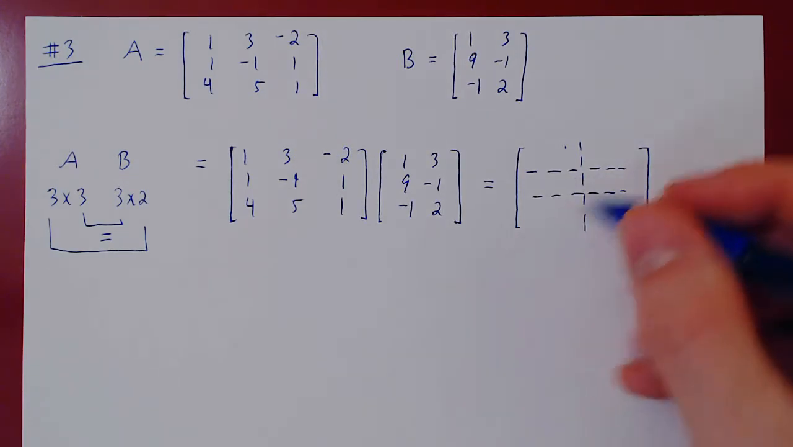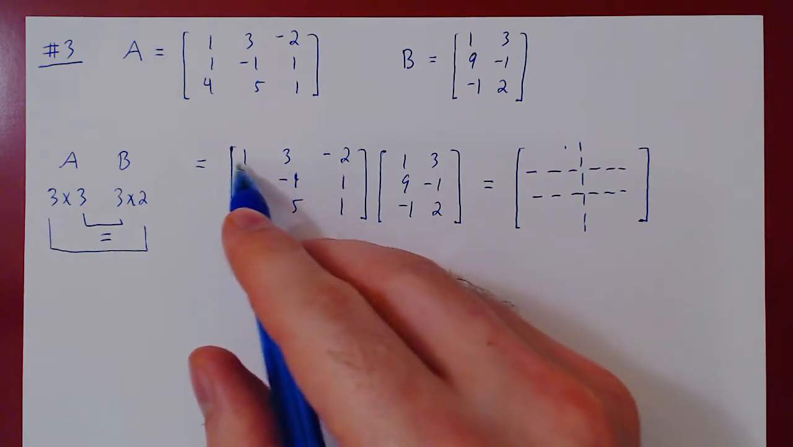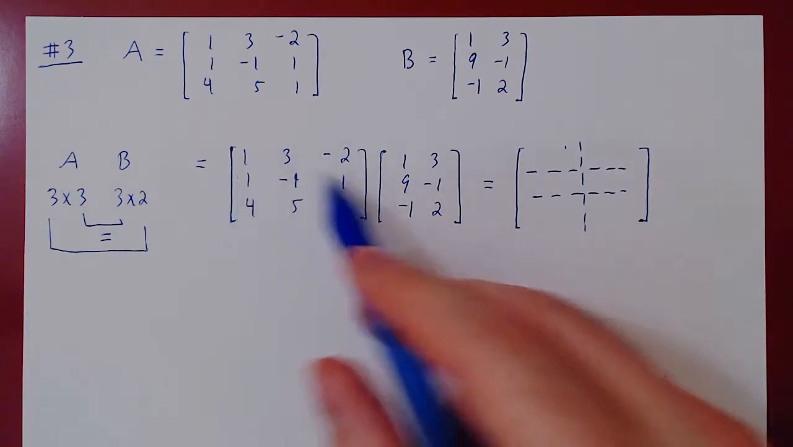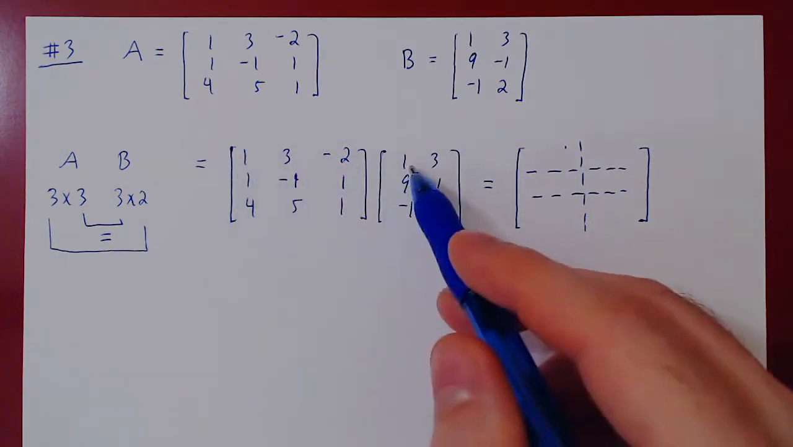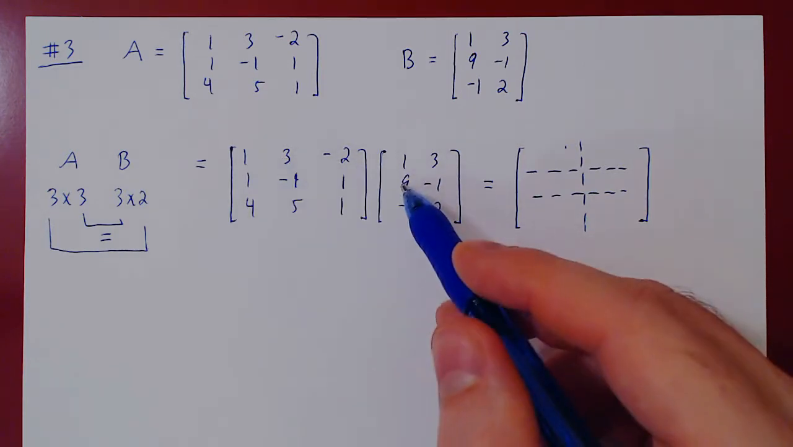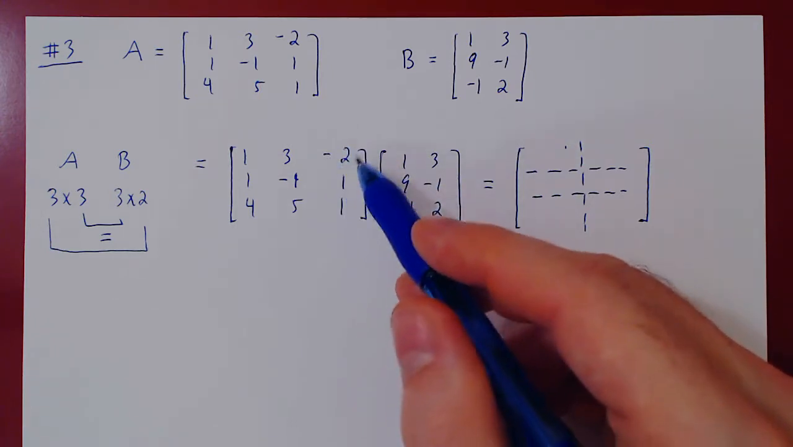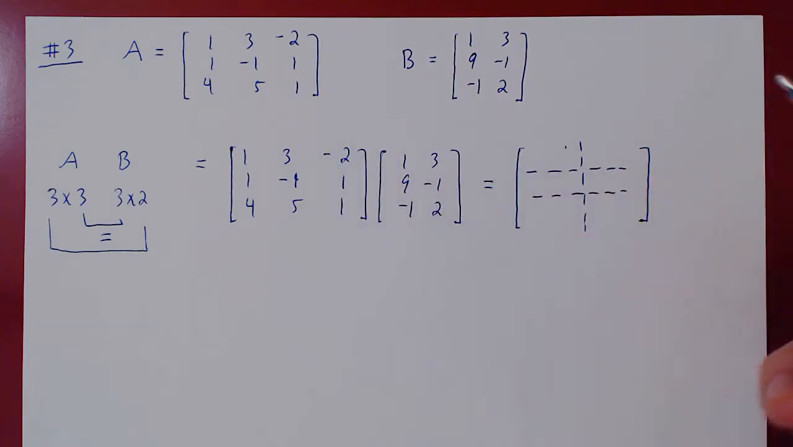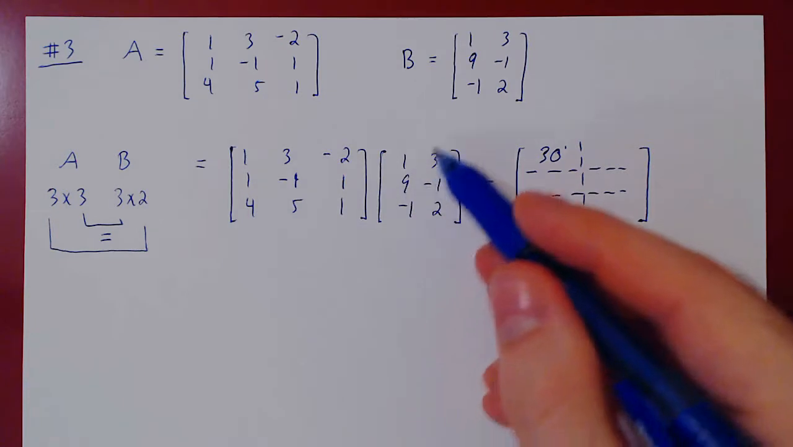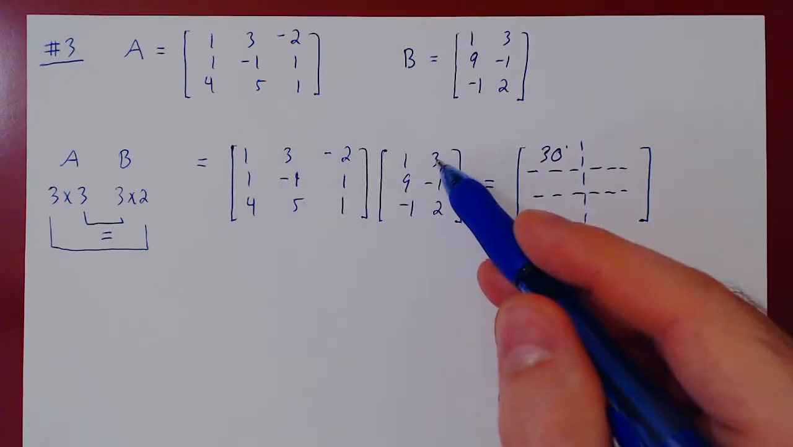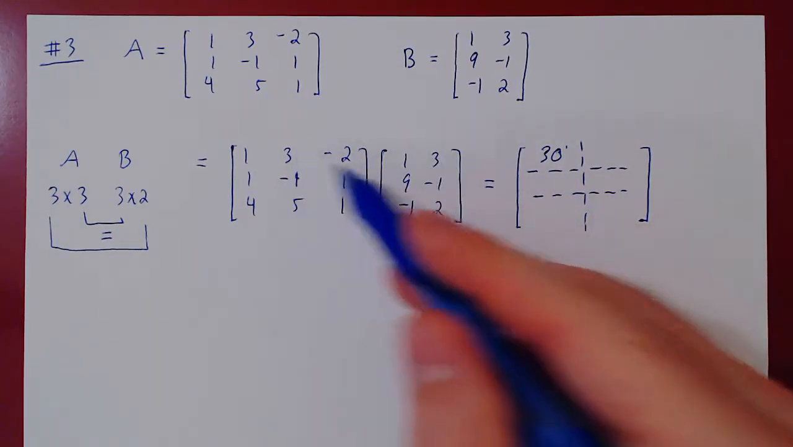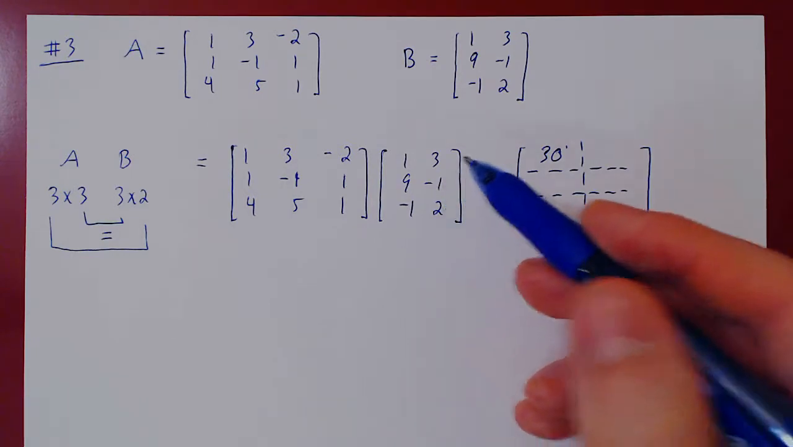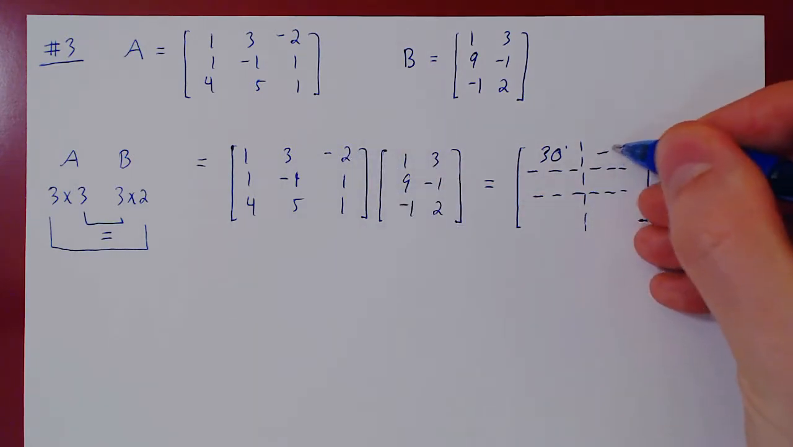Let's construct the first row by fixing the first row of A and going through the 2 columns. So 1 times 1, 1, plus 3 times 9, 27, 27 plus 1, 28, plus negative 2 times negative 1, plus 2, 28 plus 2 is 30. Let's now go over the second column. 1 times 3, 3, plus negative 3 is 0, plus negative 4, and so we get negative 4.